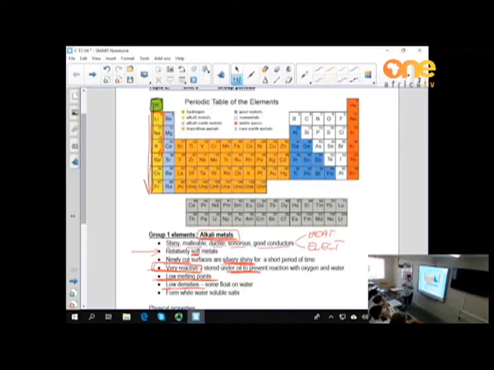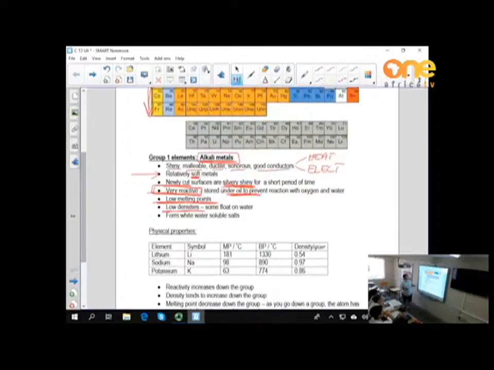And as it runs on the surface, sometimes you can see a little trail in the water of a milky color. It almost looks like a little bit of smoke. But that is the sodium hydroxide that dissolves in the water. It makes it slightly milky. So they are very reactive. They have low melting points. They have low densities. Some of them will float on water.